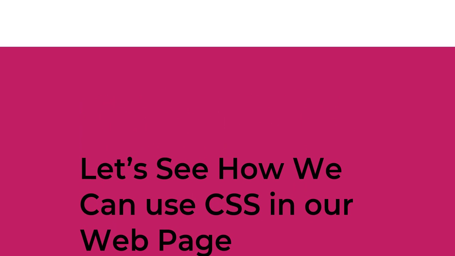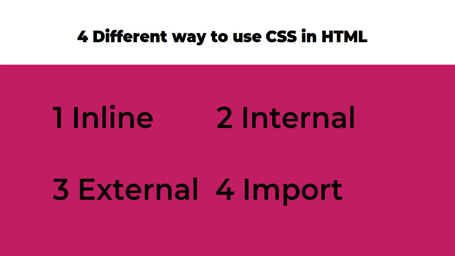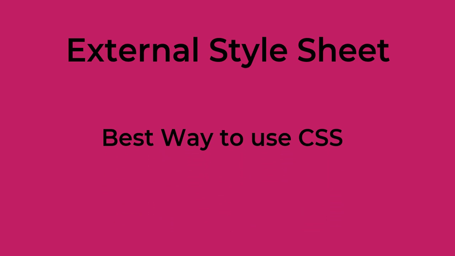So basically there are four different ways we can use CSS in our web page. First is inline style, second is internal, third is external, and fourth is the import command. I am going to teach you the external style sheet, which is the best way to learn, and every developer prefers the external style sheet. So let's see the structure of CSS.